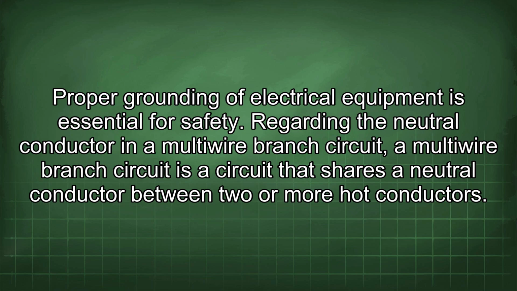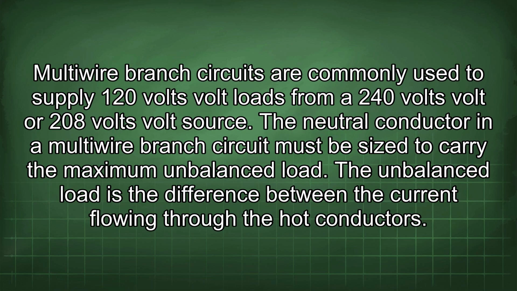Regarding the neutral conductor in a multi-wire branch circuit, a multi-wire branch circuit is a circuit that shares a neutral conductor between two or more hot conductors. Multi-wire branch circuits are commonly used to supply 120 volt loads from a 240 volt or 208 volt source. The neutral conductor in a multi-wire branch circuit must be sized to carry the maximum unbalanced load.